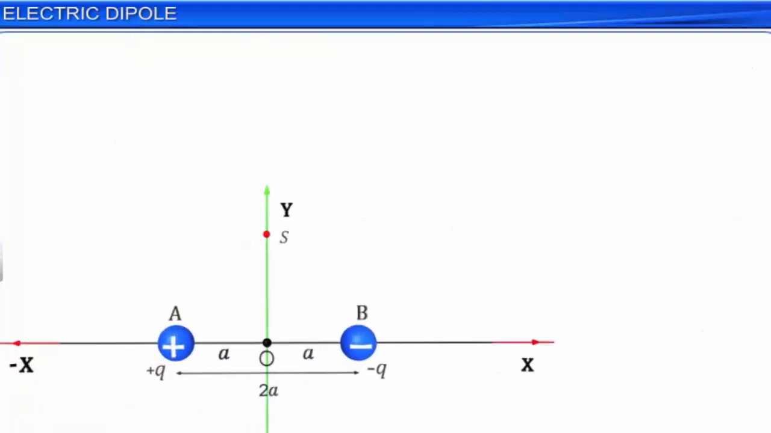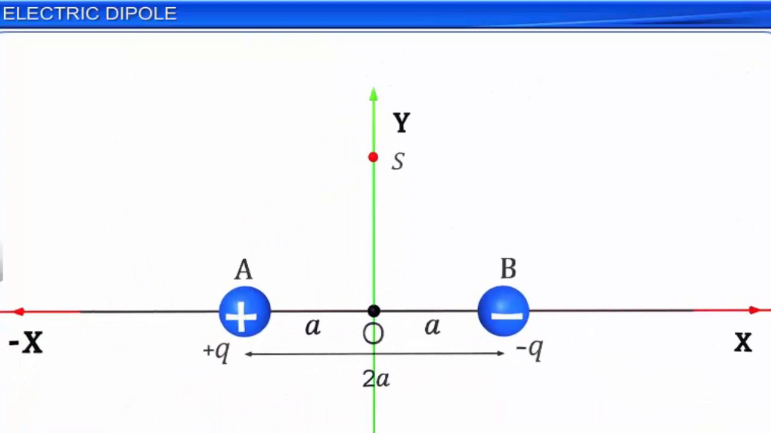From the expression of the dipole moment, we get charge q is equal to P by 2a. Hence, as the length of the dipole 2a tends to 0, the magnitude of the charge q tends to infinity, so that the dipole moment P equal to 2aq becomes finite.